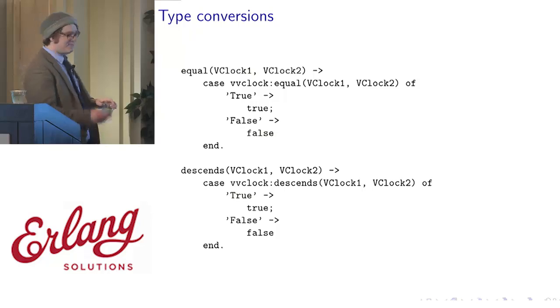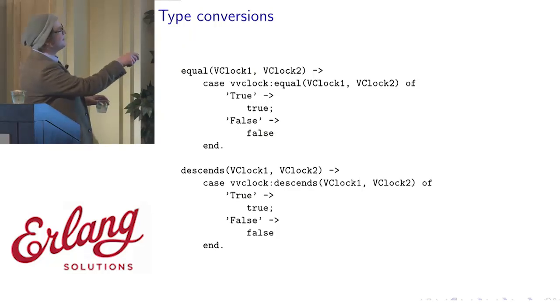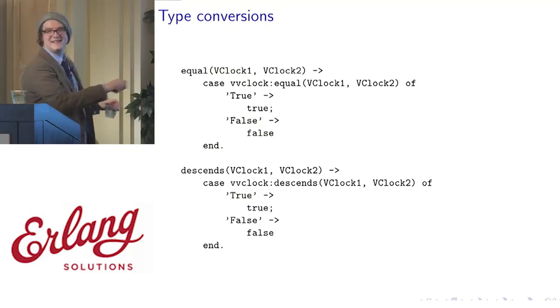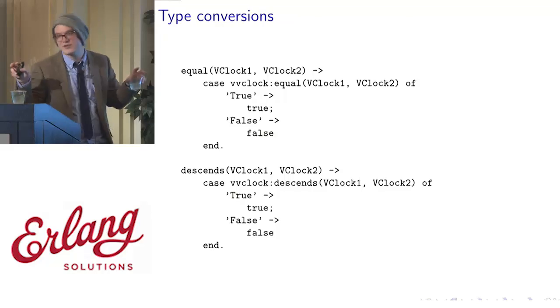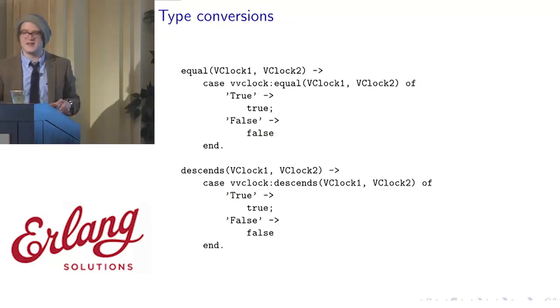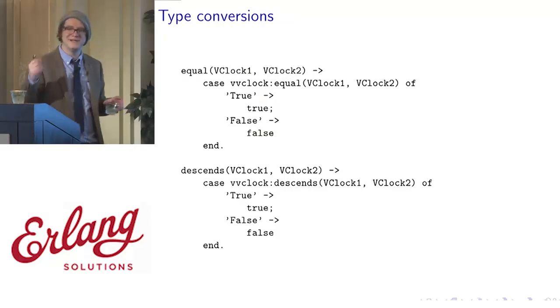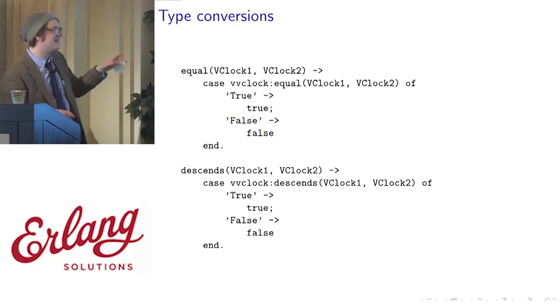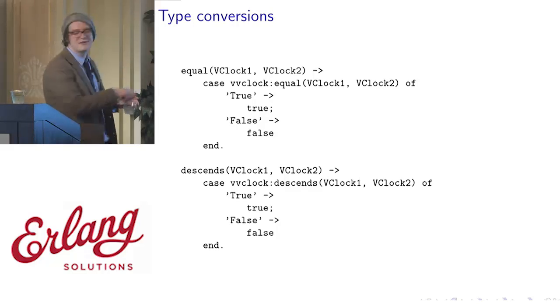Type conversions, here's the example of Boolean. So our equal function in our vector clock adapter that takes the 2 vclocks calls into the verified version and calls equality on it. And then we match on the atom capital true, which is the true constructor for the Boolean type in the Bool library. And then descends, same thing, right? So we have to do that same conversion again.